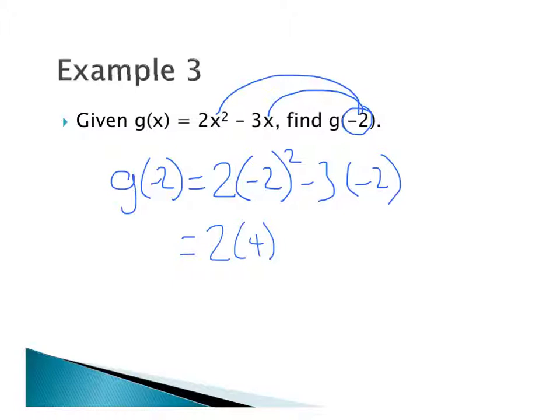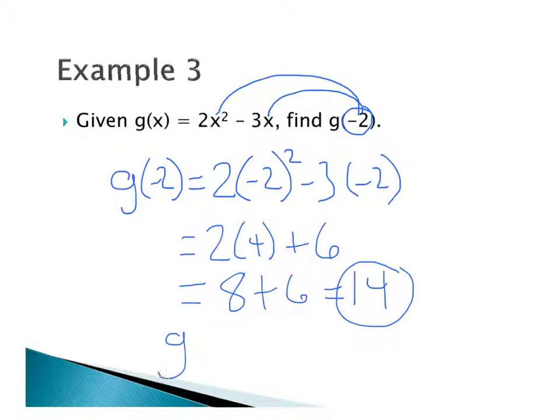And then I have this negative 3 times negative 2. Well, I know negative and negative is going to give me a positive, and I have 3 times 2 is 6. I like to deal with my signs first, then I multiply. It helps me keep things in order. Lastly, we have 8 from the 2 times 4 plus 6, which gives me 14. So g of negative 2 equals 14, meaning when I plug in negative 2 from my x values, I get 14.